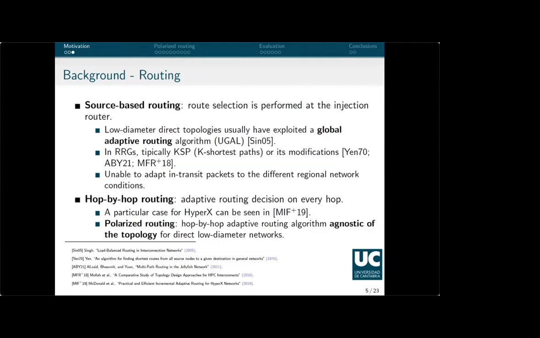Under those situations, it is better to employ a hop-by-hop routing algorithm able to make several decisions on the fly and adapt to the circumstances. For example, the algorithm by McDonald for the HyperX is quite close to perfect in all cases. The presently proposed Polarized routing is a hop-by-hop routing algorithm agnostic of the topology, able to perform very well in all low-diameter networks. This includes the hard case of random networks, and as we shall see, matches the performance of the previous algorithm specifically designed for HyperX.